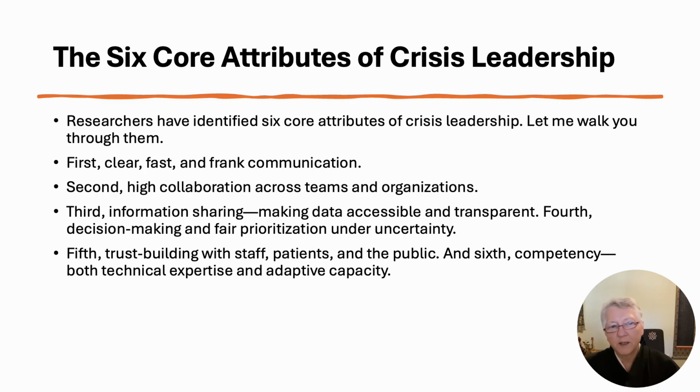Fourth, decision-making and fair prioritization under uncertainty. And fifth, trust building with staff, patients, and the public. And 6, competency, both technical expertise and adaptive capacity. Notice that these aren't personality traits. They're behaviors and practices that can be learned and improved. For nursing researchers, this gives you a concrete framework for studying leadership, interventions, and outcomes.